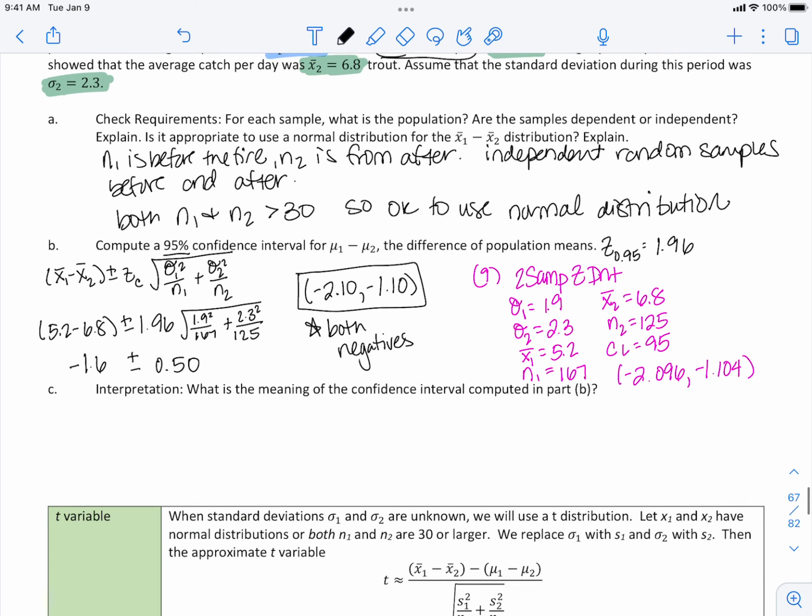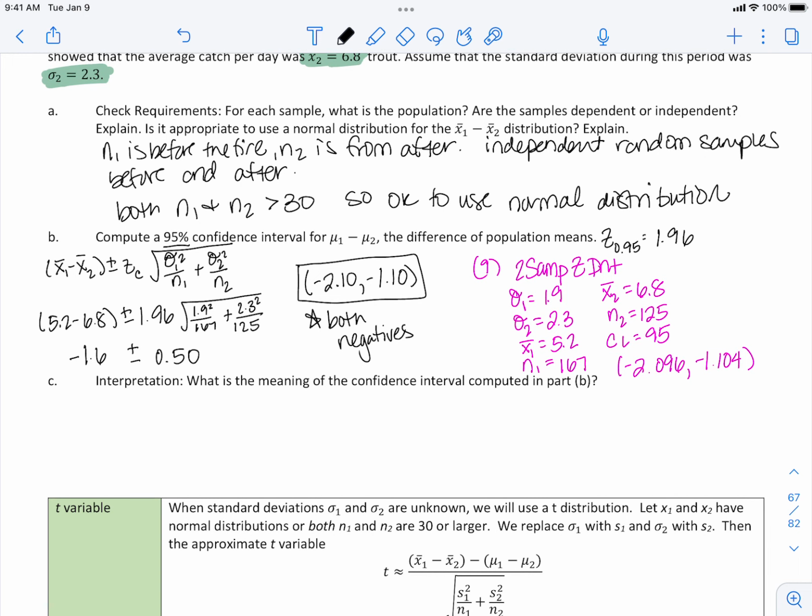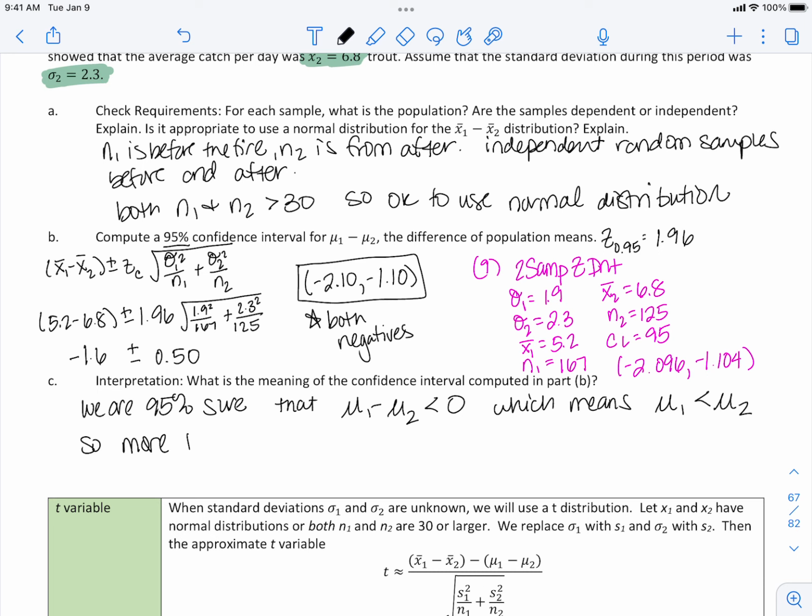All right, so what is the meaning of the confidence interval computed in part B? So we would say we are 95% sure that mu1 minus mu2 is less than 0, which means mu1 is less than mu2. So more trout after the fire, because that was represented by mu2.